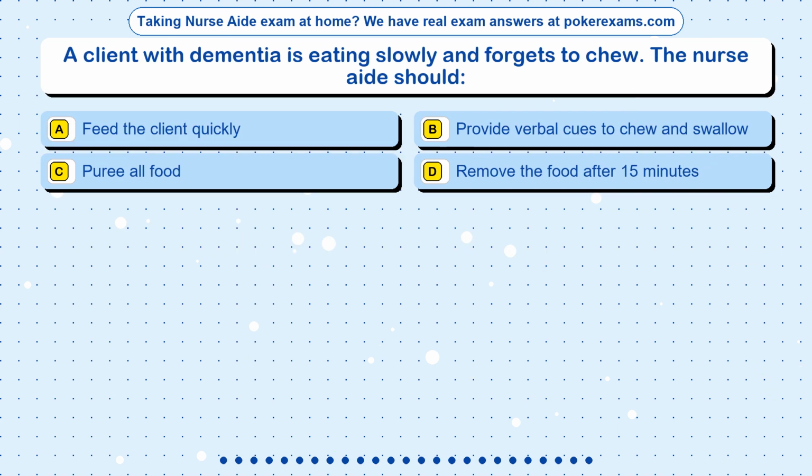Question 18. A client with dementia is eating slowly and forgets to chew. The nurse aide should: Option A, feed the client quickly. Option B, provide verbal cues to chew and swallow. Option C, puree all food. Option D, remove the food after 15 minutes.